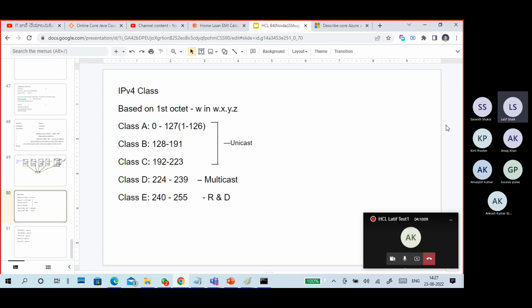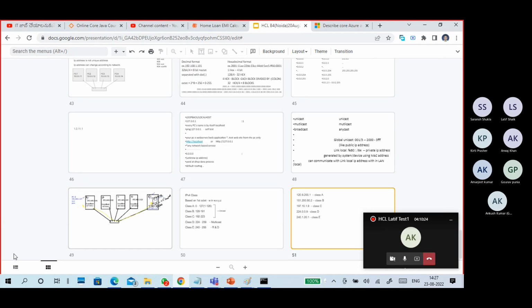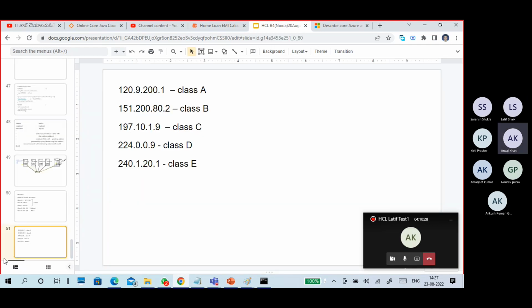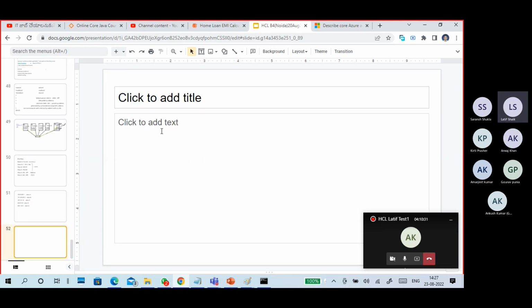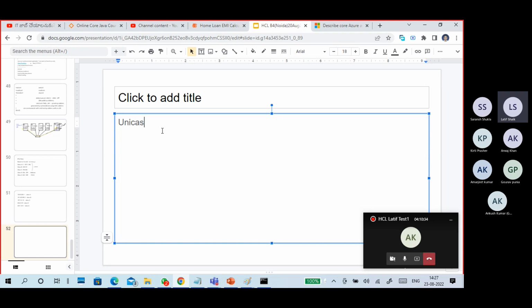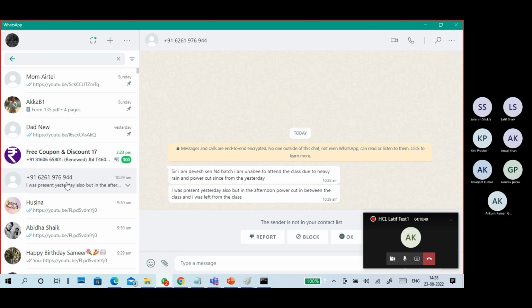The difference between unicast and multicast is very important. Unicast, multicast, broadcast, anycast, simplex, half duplex, and full duplex. I'll give you the names. Unicast means one-to-one. What is one-to-one? I call you, or someone sends a message, like this. So this is one-to-one communication.